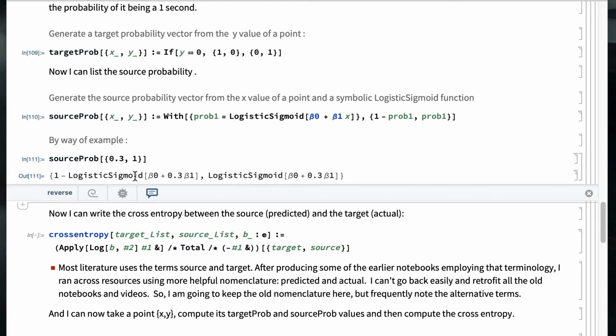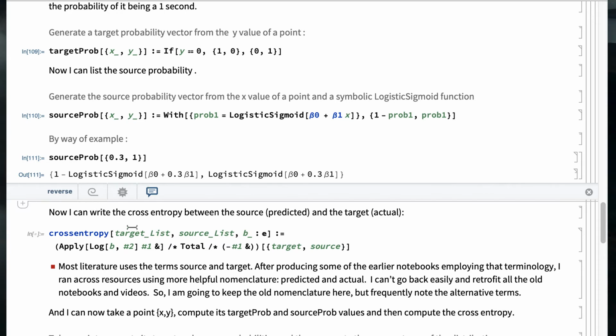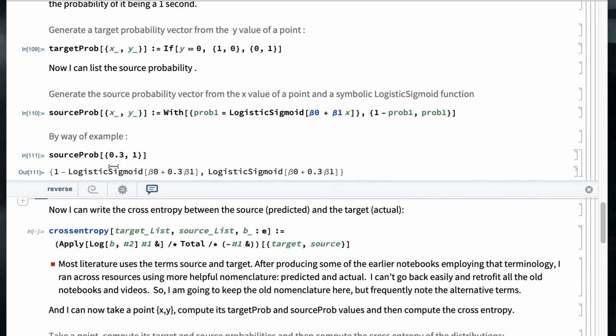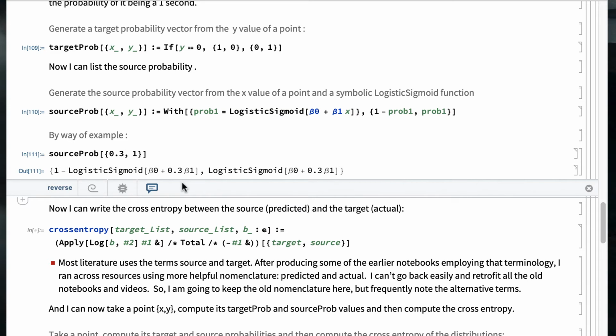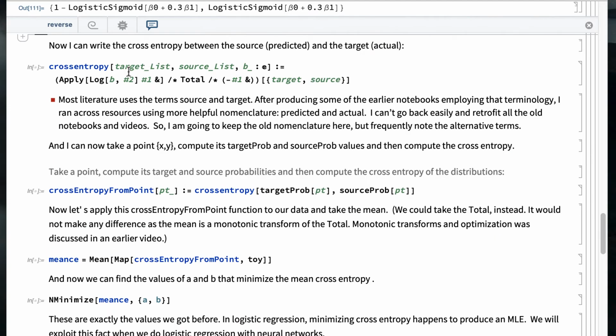Okay, of the logistic sigmoid, the probability that it's 0 is 1 minus the logistic sigmoid of beta 0 plus 0.3 times beta 1, and the probability that it's a 1 is the logistic sigmoid of beta 0 plus 0.3 times beta 1. So we have a symbolic probability here. And with target probability and source probability under our belt, we can write a cross-entropy function.